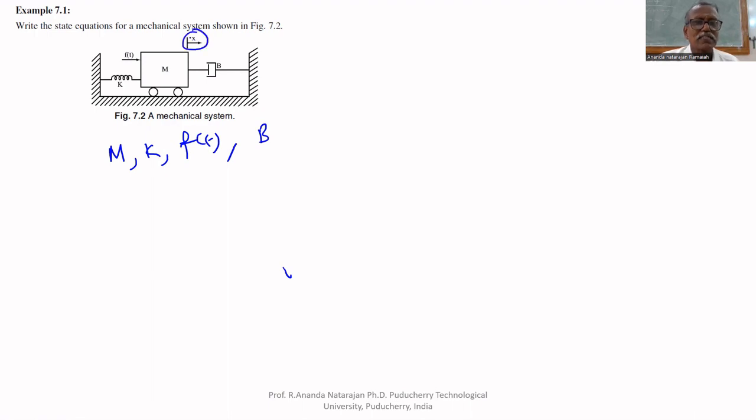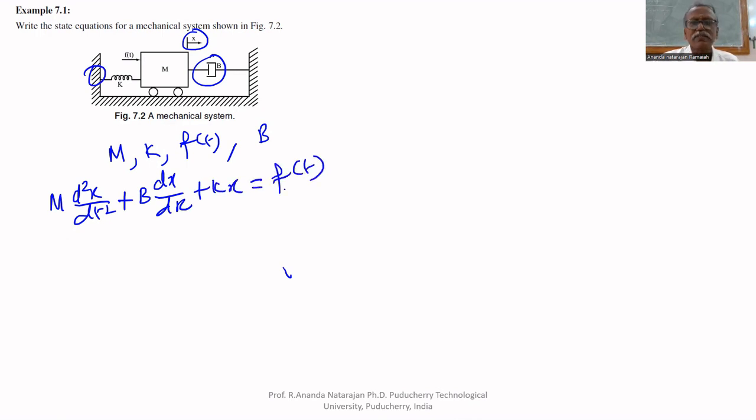The displacement is x. Therefore, the mathematical model is m d square x by dt square plus, here one end is fixed, other end is moving. Therefore, b dx by dt. Here also one end is fixed, other end is moving. Therefore, kx equal to applied force f of t. This is the mathematical model of the mechanical system.